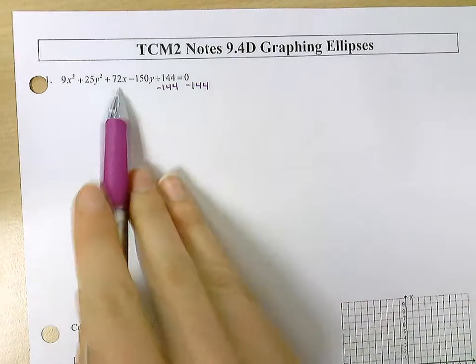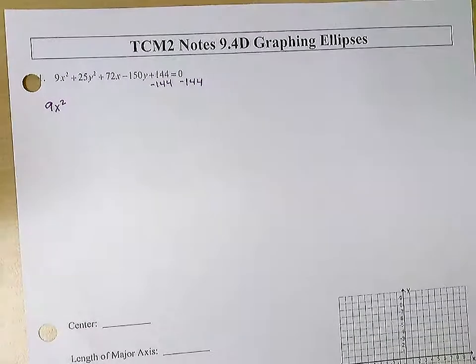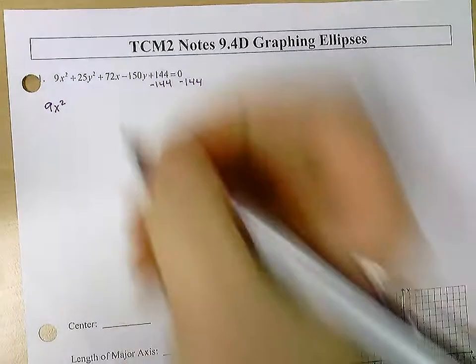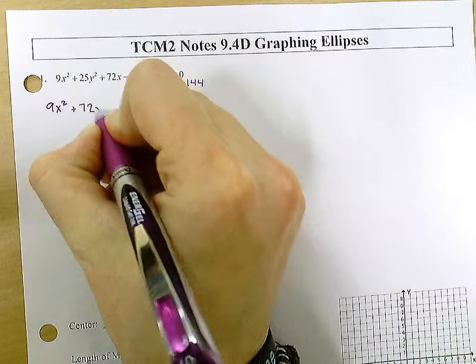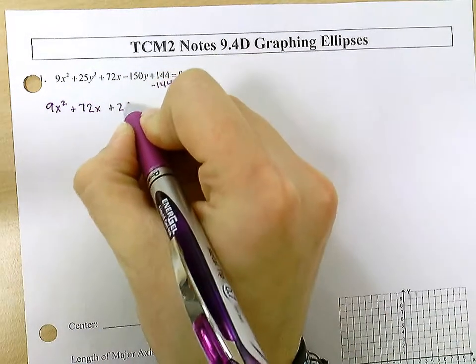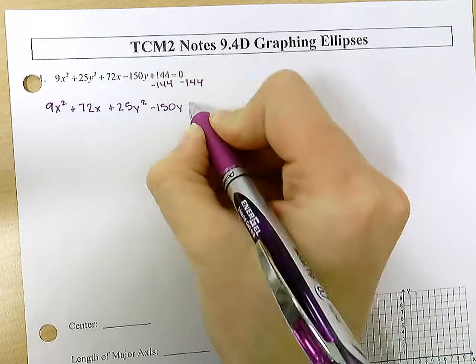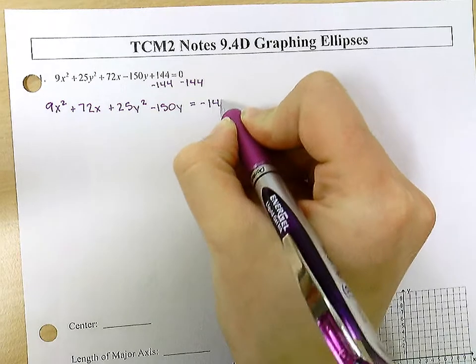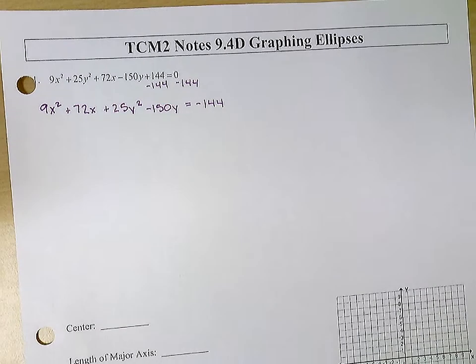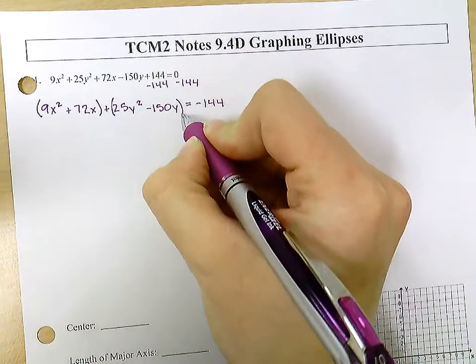And I'm going to group my x's. So I have 9x squared plus 72x. Okay, and then group my y's. So plus 25y squared minus 150y, and that will be equal to negative 144. Okay, so I have my x's together here, y's together here.